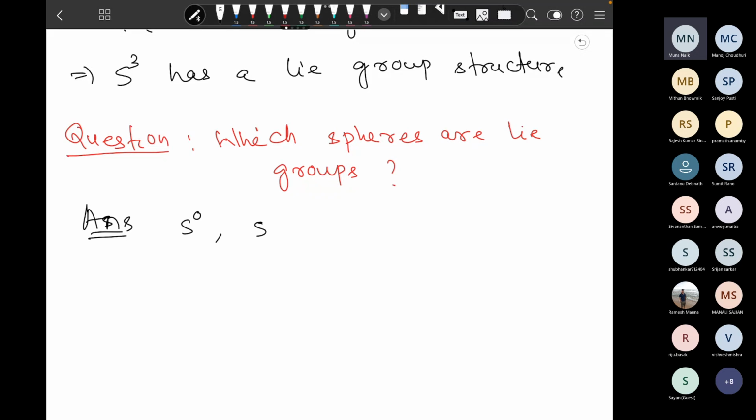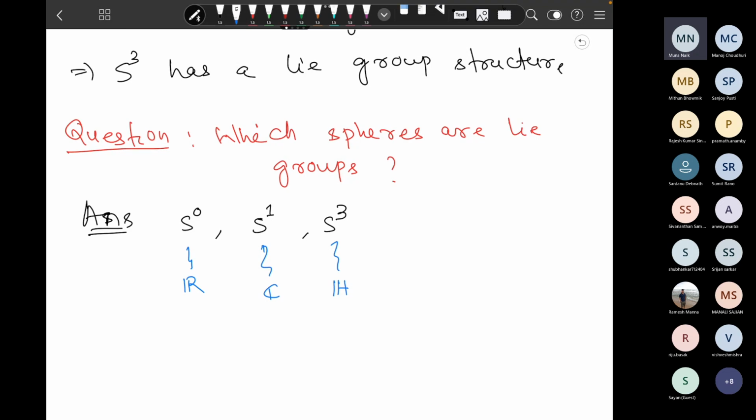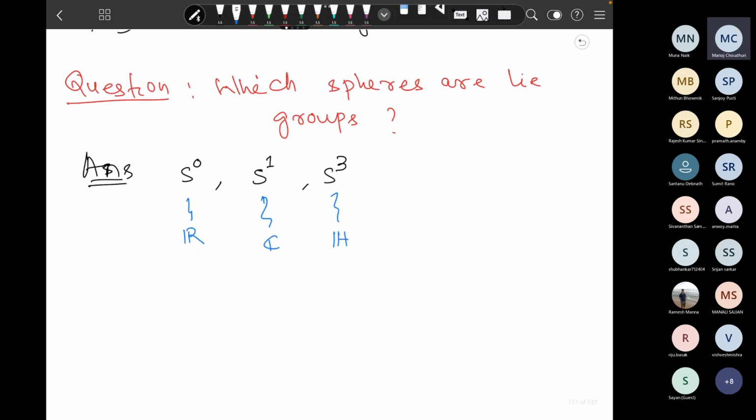The answer is S0, S1 and S3. So S0 is related to the normed algebra R, S1 is related to the normed algebra C, and S3 is really related to the quaternions H. In R we have a norm, and the norm of C is equal to 1. Multiplication and norm are both there.